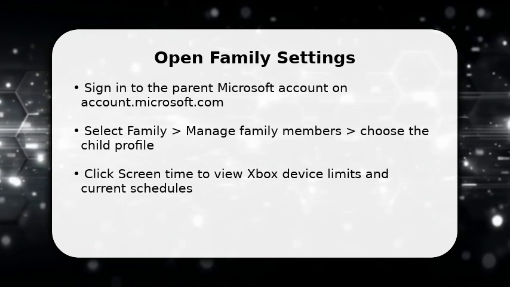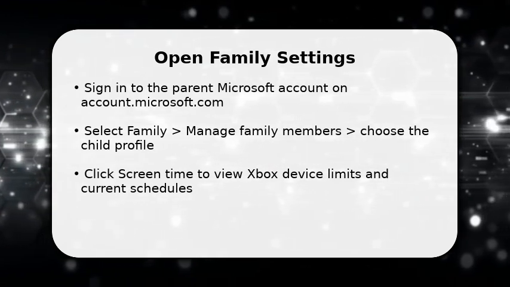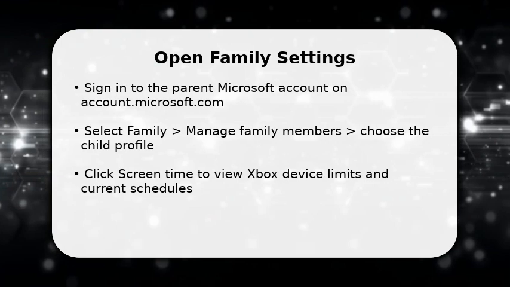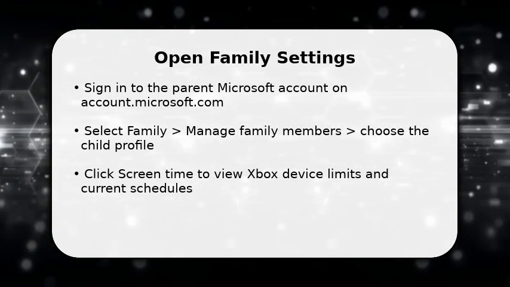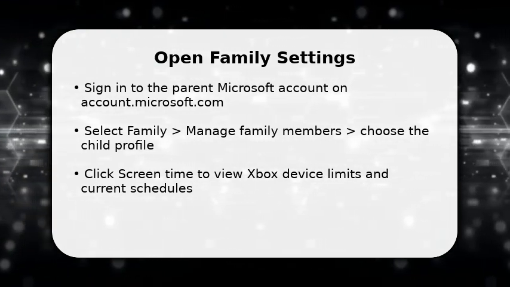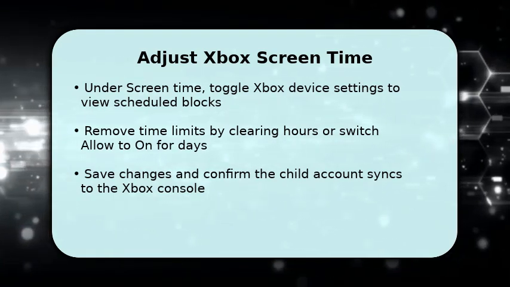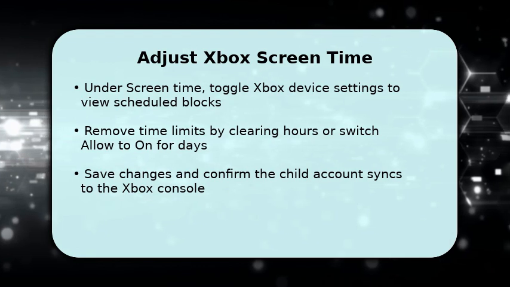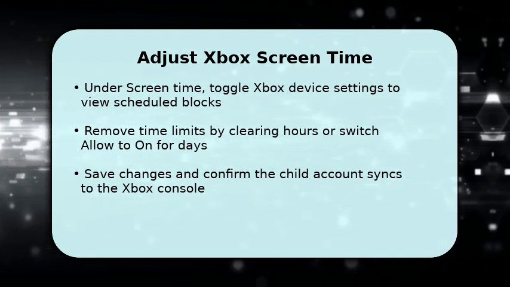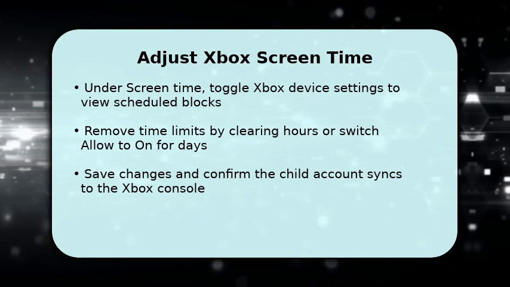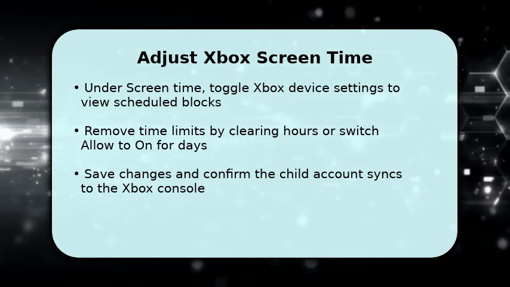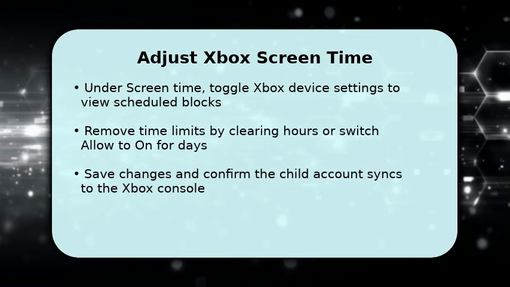Next, open Screen Time to reveal the Xbox device controls so you can change or remove limits immediately. Now you see the Xbox-specific screen time entries, days, start and end hours, and total playtime limits. To disable limits, either clear the scheduled hours for each day or change the Allow toggle to On so the console is unrestricted. You can also delete the entire limit.